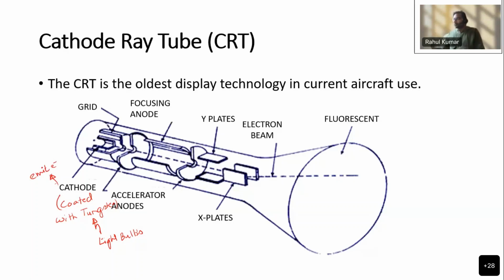Now you have the grid or the mesh. The grid is made out of fine wire mesh, something like this type of a mesh. And it is negatively charged.